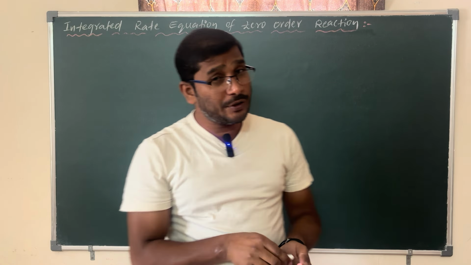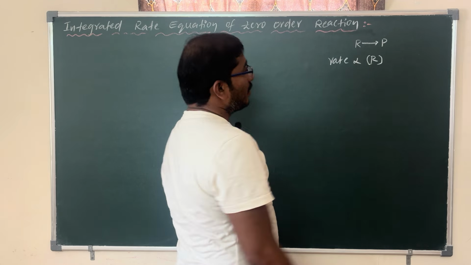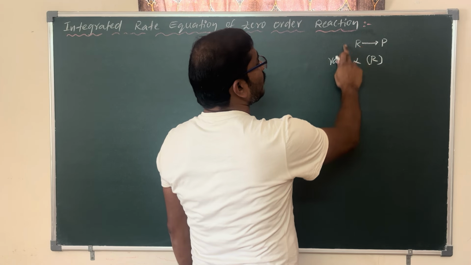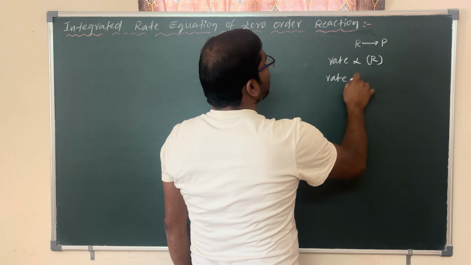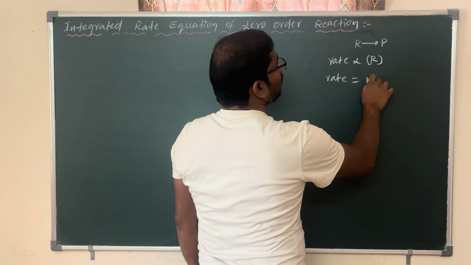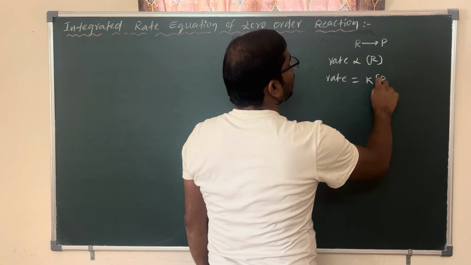How to write the rate equation for this reaction? The rate is always directly proportional to the concentration of the reactants. Already you know very well. Rate is directly proportional to concentration of reactants. Now here, rate is equal to a proportionality constant, I am taking K here, times the concentration of reactants.